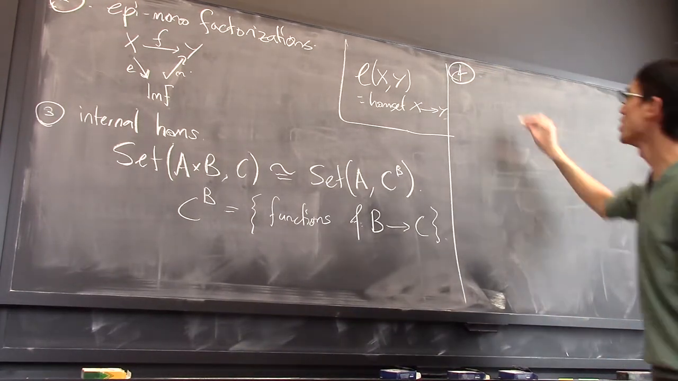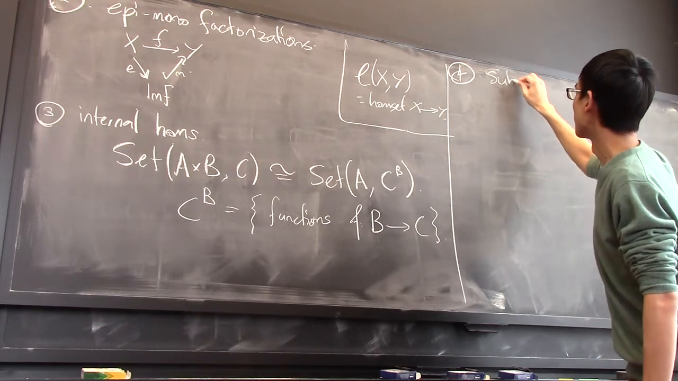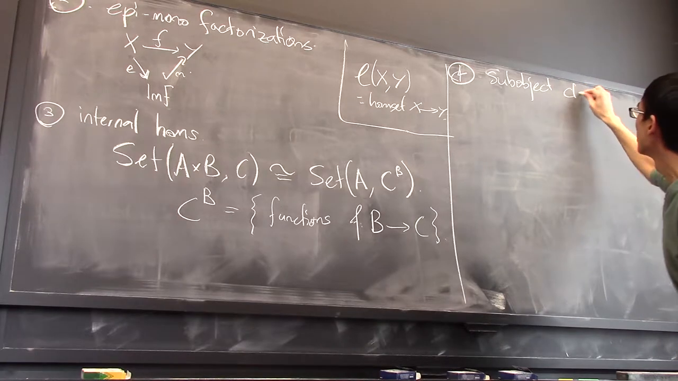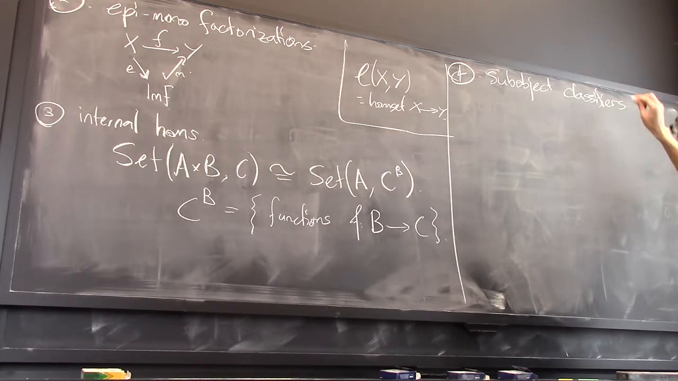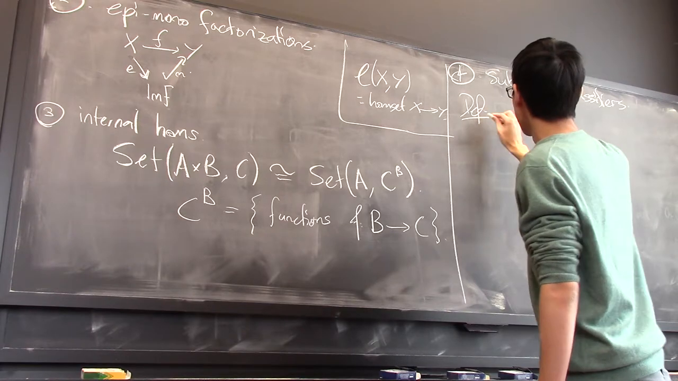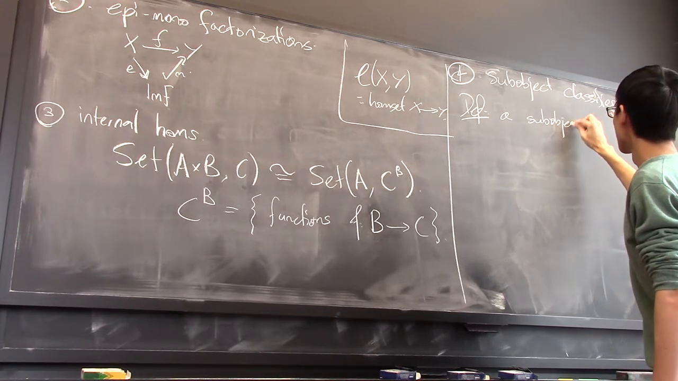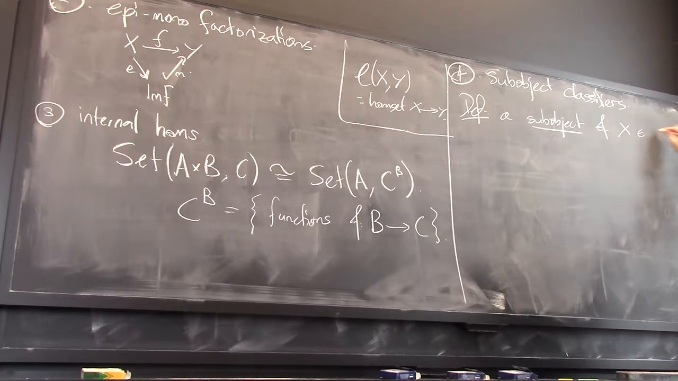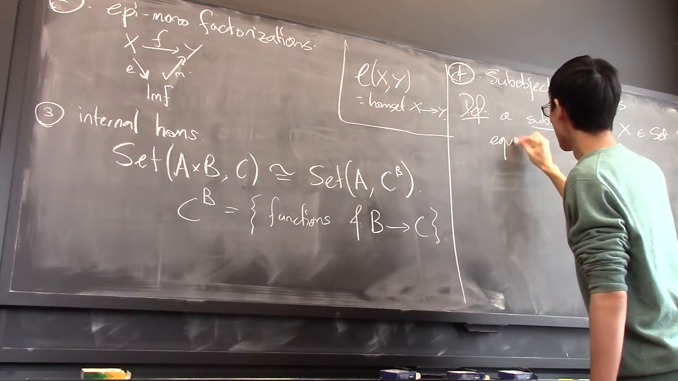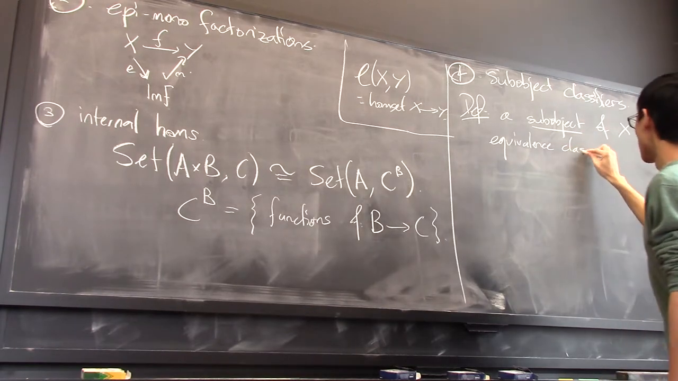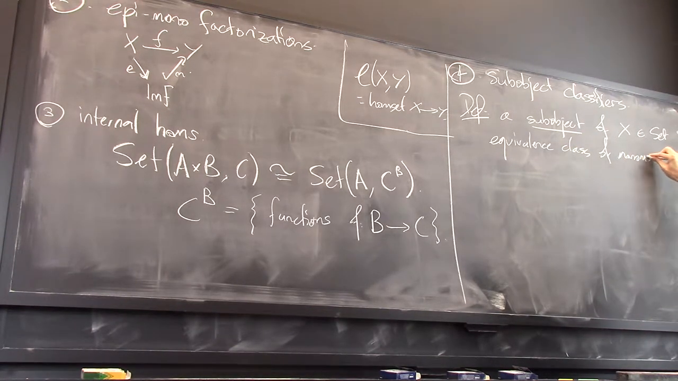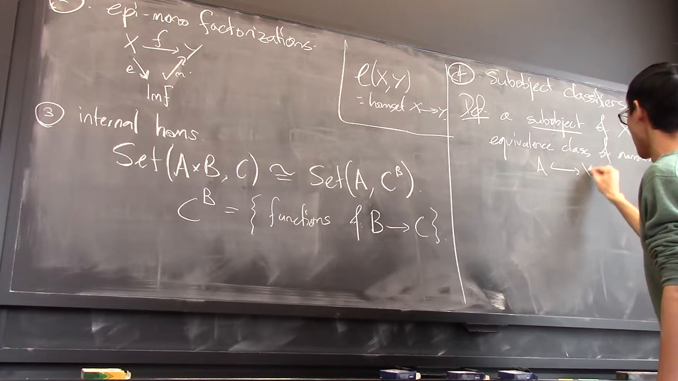Okay, so I'm going to give you one more property, and this is that C has subobject classifiers. And this is perhaps the most important thing for, at least, logic and the generality that we want to talk about today. So, first, definition: a subobject of X in Set is really just a subset, but is an equivalence class of monomorphisms. So this is the definition that generalizes subset from, let's call it A, into X.